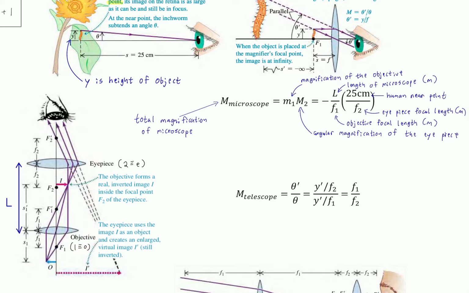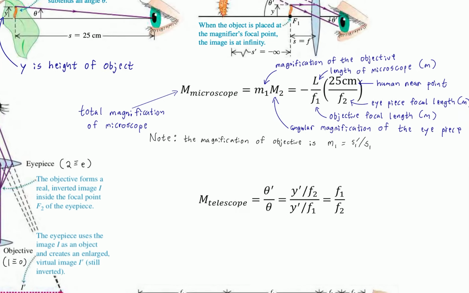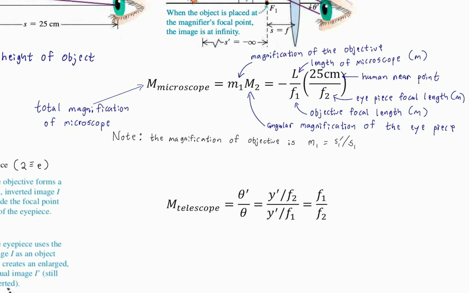This is a microscope whose length is only the distance between the lenses. All right, so now let's talk about where this formula comes from, because otherwise it seems a bit arbitrary. So note, we'll do a little derivation here.